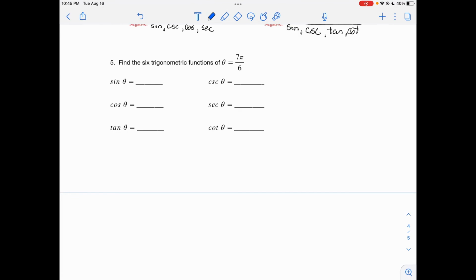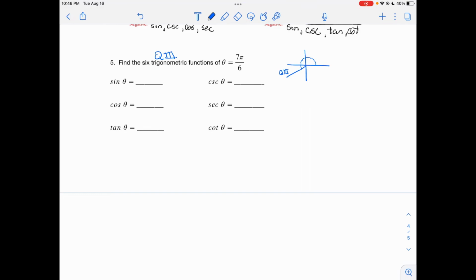Now how I'd work through this is, first thing you want to do is find your reference angle. So let's figure out what quadrant 7 pi over 6 is. So 1 pi over 6, 2 pi over 6, 3 pi over 6, 4 pi over 6, 5 pi over 6, 6 pi over 6, 7 pi over 6. So we are here in quadrant 3.